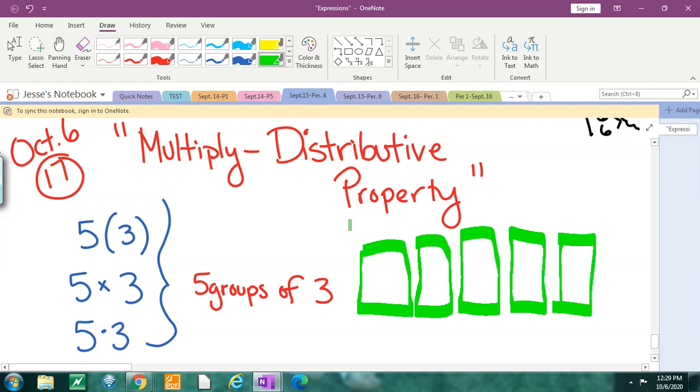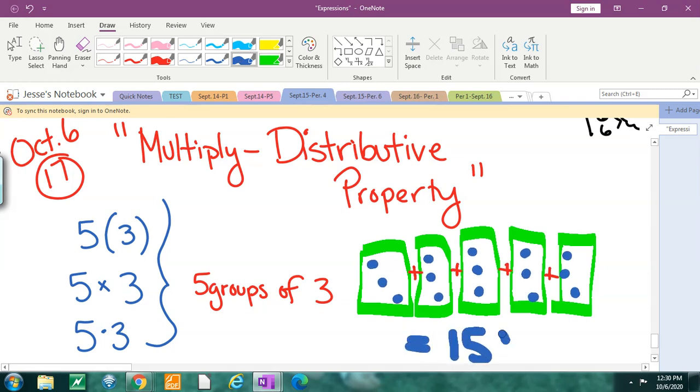So, okay, where are the 3? Well, let's draw 3 dots in each group. 1, 2, 3. 1, 2, 3. 1, 2, 3. 1, 2, 3. You're distributing. See that? When you're distributing, you're giving away, so you have to add them. So in essence, you're adding 3 plus 3 plus 3 plus 3 plus 3, which gives you a total of 15. That's why you have to memorize your multiplication table so you don't have to draw all these things.